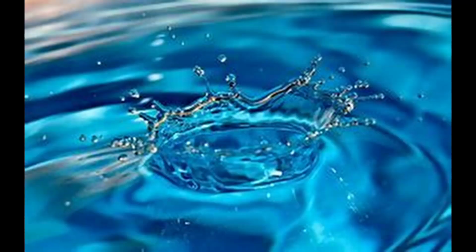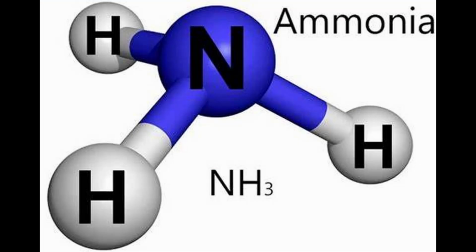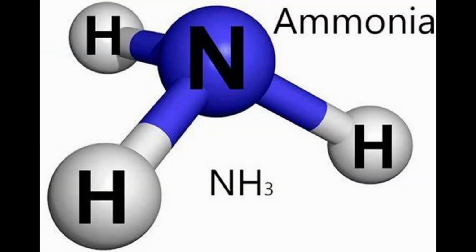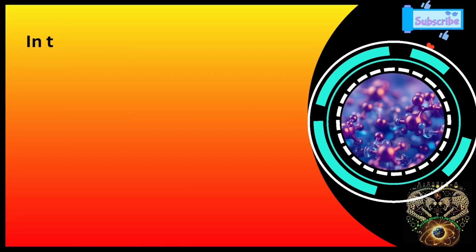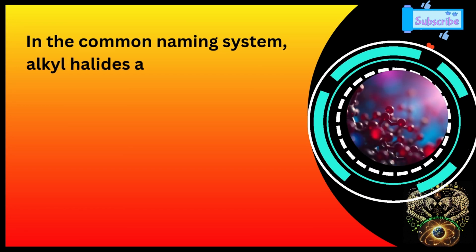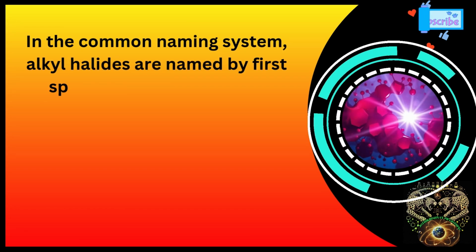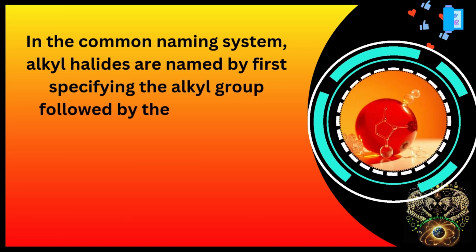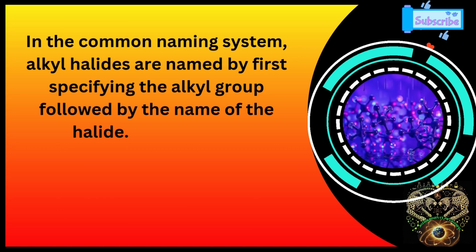For example, water and ammonia are much easier to say and remember than their systematic names like dihydrogen monoxide and nitrogen trioxide, respectively. While common names are convenient, they can sometimes lead to confusion as they don't always provide clear information about the compound structure. In the common naming system, alkyl halides are named by first specifying the alkyl group followed by the name of the halide. For example, CH3Cl is methyl chloride, CH3CH2Br is ethyl bromide.